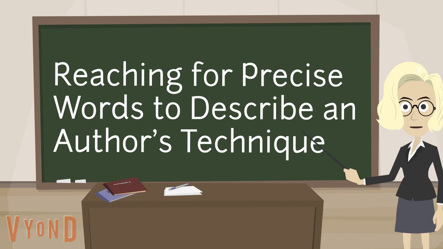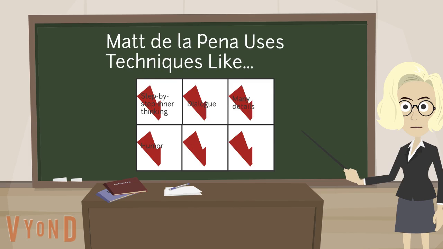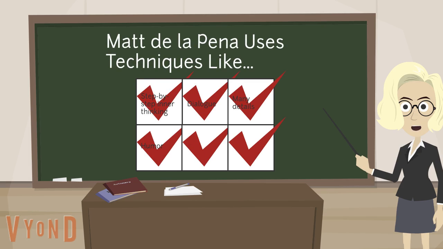Today, I want to teach you that readers don't just use the first word that comes to them to describe a technique. Just like they reach for the exact words to describe a character, they push themselves to use more specific language to describe what an author is doing. Let me show you how I do this.